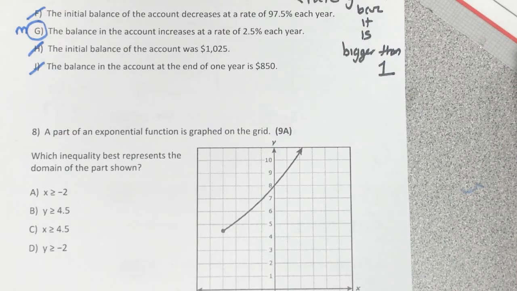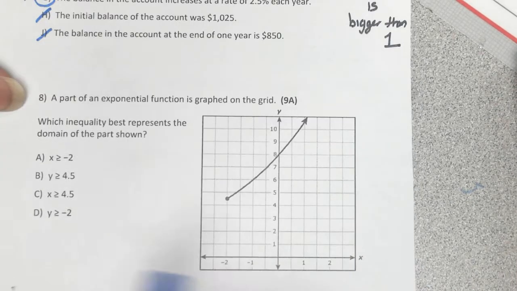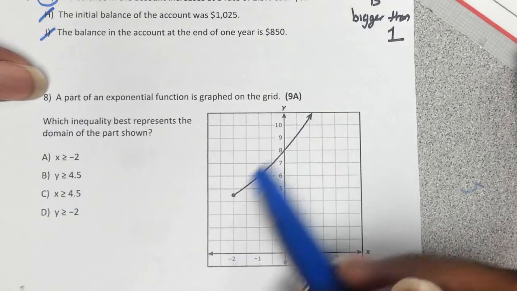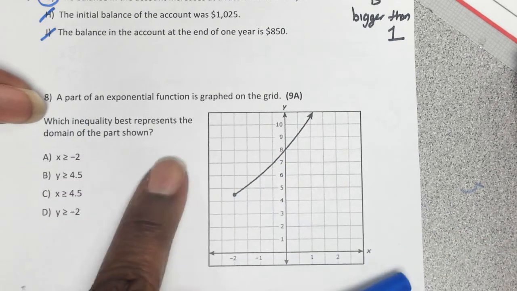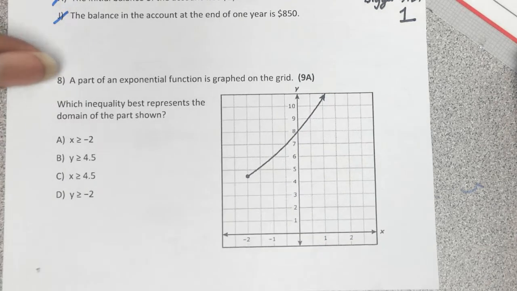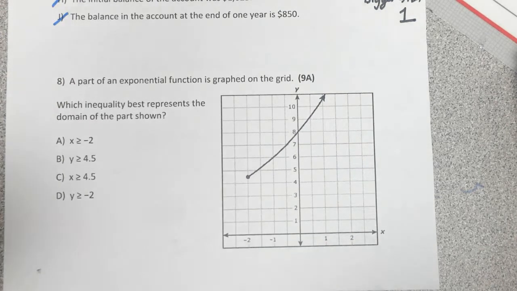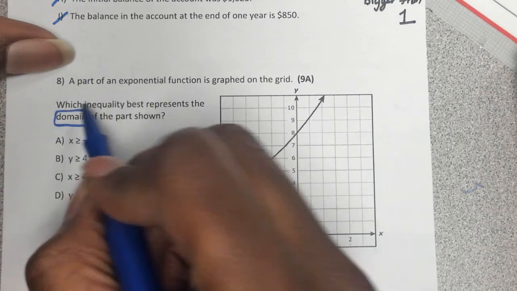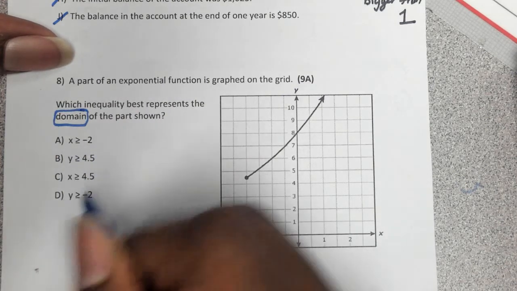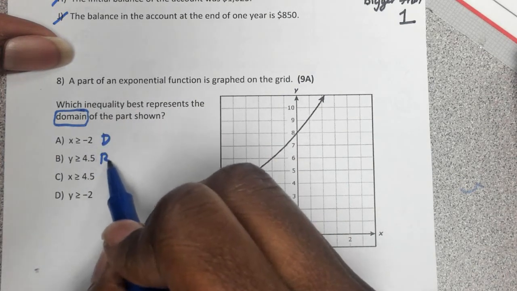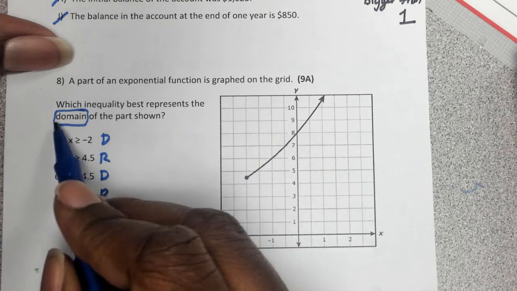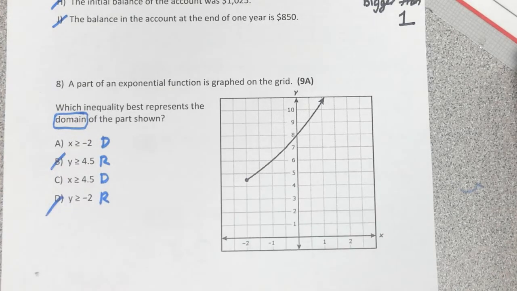And the last one talks about a part of an exponential function that is graphed. Which inequality best represents the domain? Domain is, you need to know, domain is x, right? So if this says domain, you better not put a y, because domain has to be an x. So we have to figure out which one actually represents the domain.